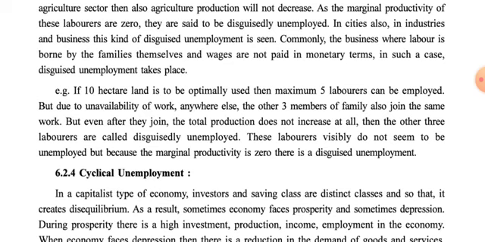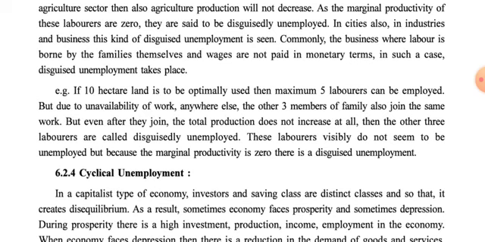But due to unavailability of work anywhere else, the other 3 members of the family also join the same work. Basically in village areas, agriculture can be done by the family members themselves. Surprisingly, all the family members, whether female or male or children, are helping in farming. So out of the total family members, only 5 are required for optimally harvesting the land.